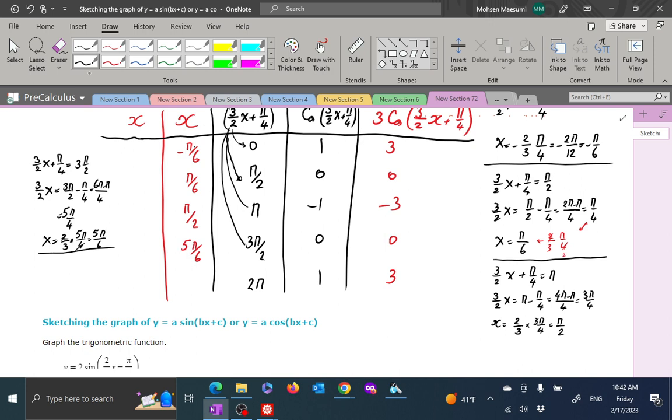Thankfully, we are getting to the bottom of this. 3 half x plus pi over 4. Now I do the very last of these things. When does it become 2 pi? Well, figure it out. 3 half x is 2 pi minus pi over 4. Take a common denominator, 8 pi minus pi, 7 pi over 4. X is 2/3 of 7 pi over 4.